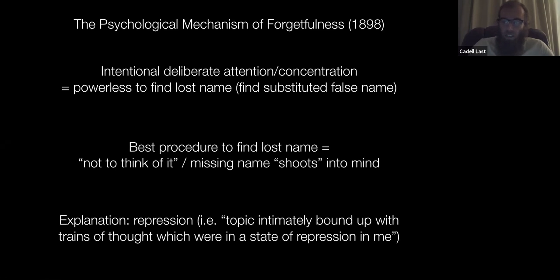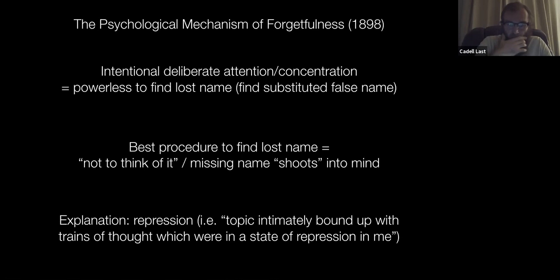So the paradox he immediately identifies is that when one has lost or is unable to recall a name, if you put intentional, deliberate attention and concentration onto this lost name, like you try to focus on the lost name, it doesn't come to your mind, it continually eludes you. The more you focus on the lost name, the more it will elude you. You can't bring it up. So the crucial thing here is that the ego, or our conscious attention, is powerless to find the lost name. And oftentimes, he says, there will be a substituted false name, but you quickly discount it.